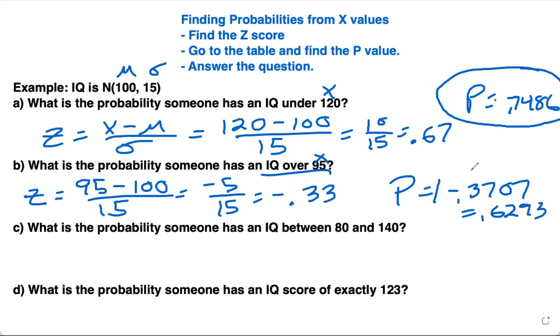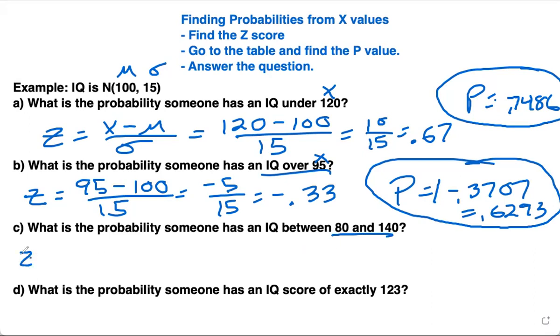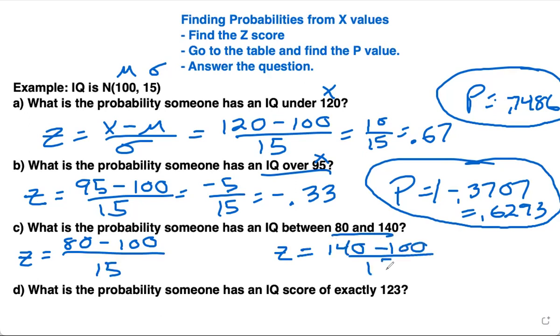And they'll have it either as a decimal or a percent. So it's either 0.6293 or 62.93%. What is the probability someone has an IQ between 80 and 140? Well, we have two values, which means we're going to find two z-scores. And then from there, we're going to subtract those probability values. So here we go. If you notice, I'm calculating it twice. So that'll be negative 20 divided by 15 is negative 1.33. That'll be 40 divided by 15, which gives you 2.67.